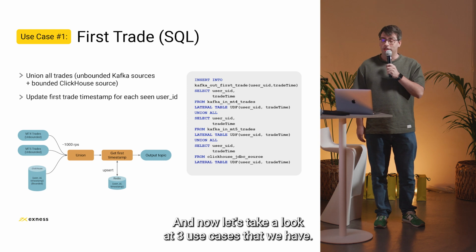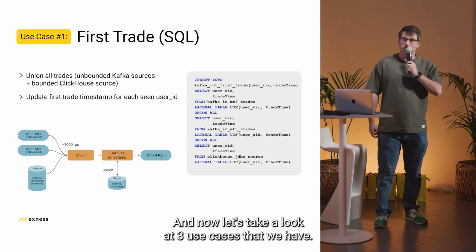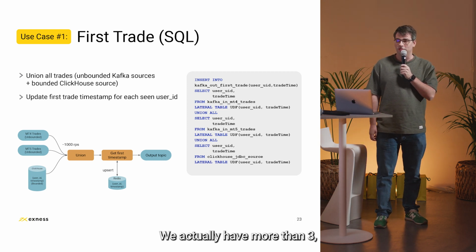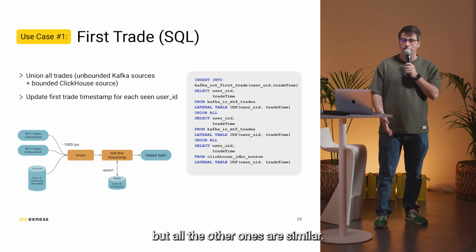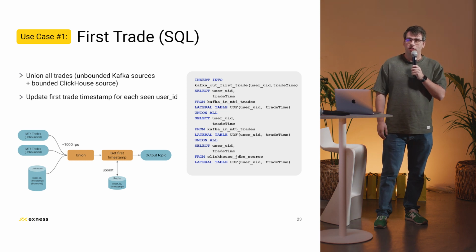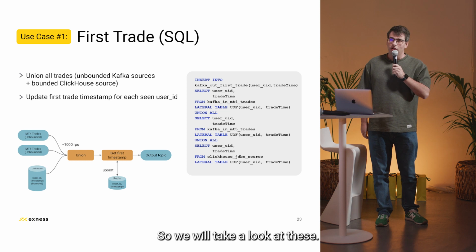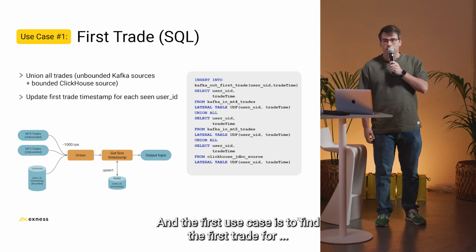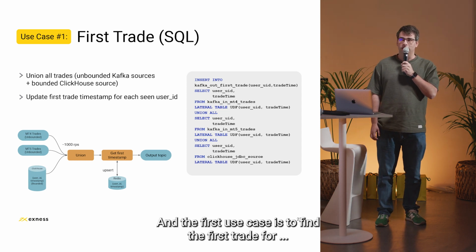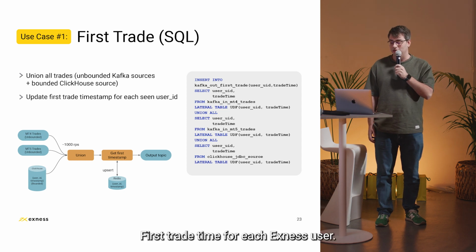And now let's take a look at three use cases that we have. We have actually more than three, but all the other ones are similar. So we will take a look at this. And the first use case is to find the first trade time for each Exness user.